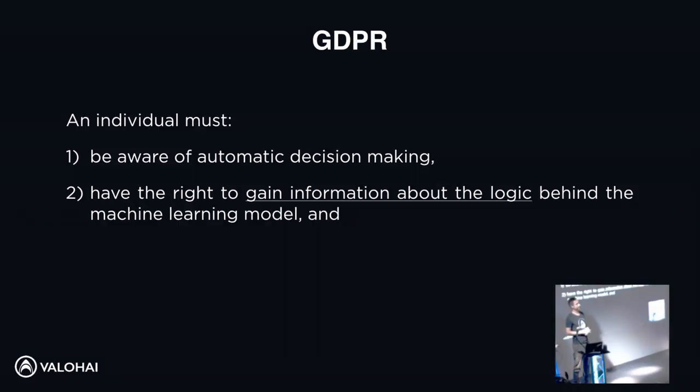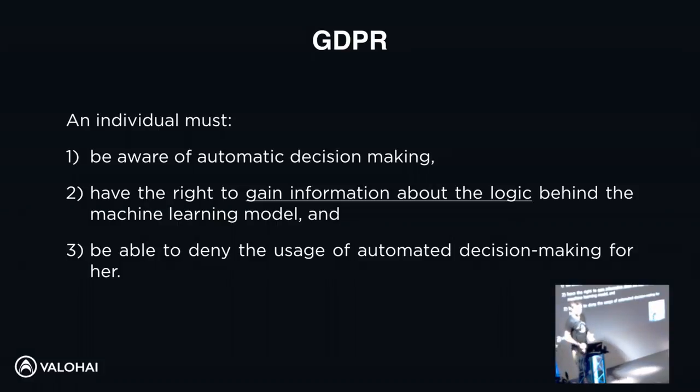If you make a claim to an insurance company, how did the person decide whether you got your claim or not? It's quite hard to explain even how a person makes a decision. He or she probably makes a different decision depending on whether they had lunch before making the decision or not. It might affect it. But at least a machine learning model makes the same decision every time with the same input. But we have to explain that somehow. And the third one is that the person is able to deny the usage of automated decision making.